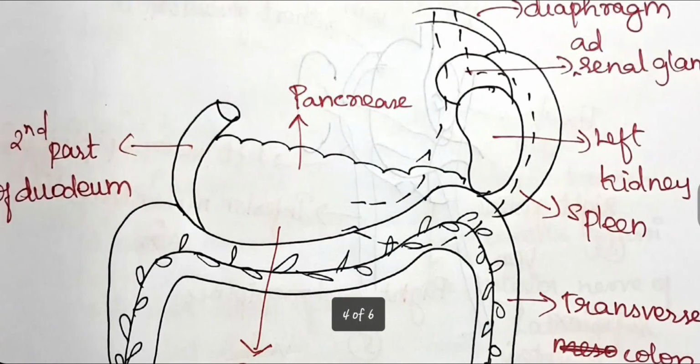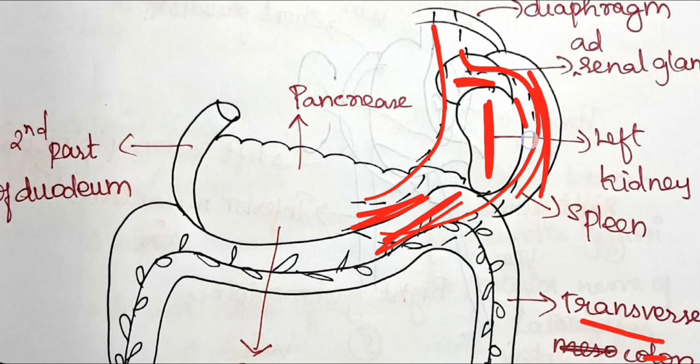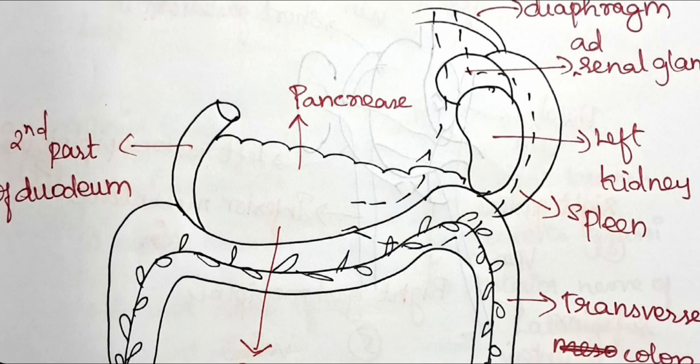Here you can see the stomach. Below that, what structures are present? Normally the transverse colon, transverse mesocolon, kidney, left adrenal gland, and spleen. So this part is related to the stomach, and the diaphragm. And some part of the pancreas is also related to the posterior side of the stomach.